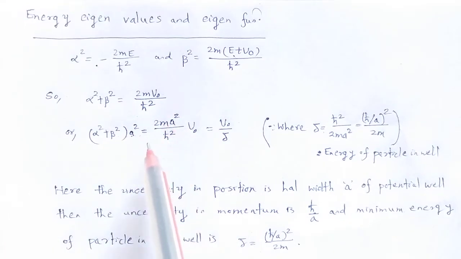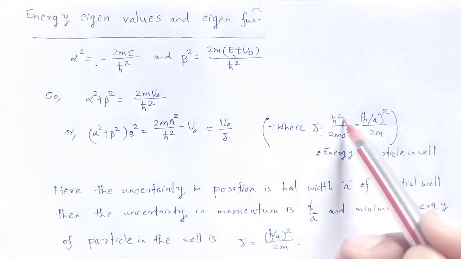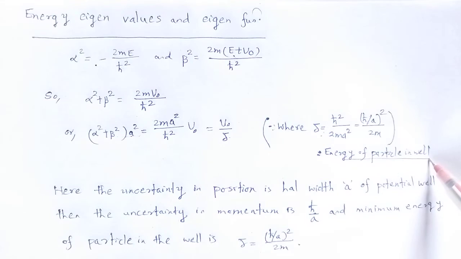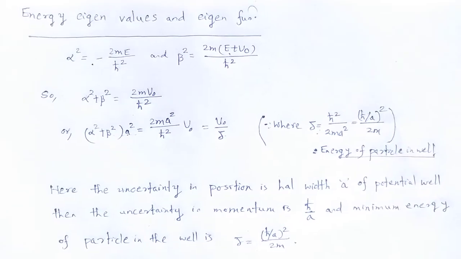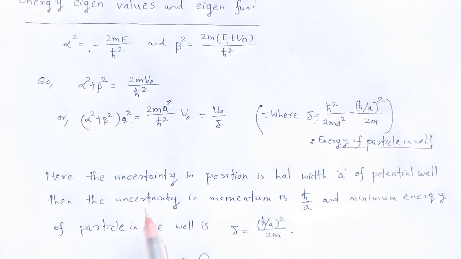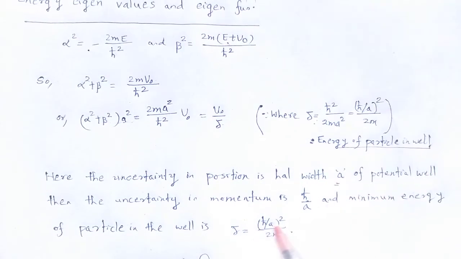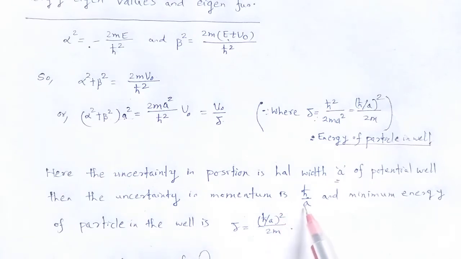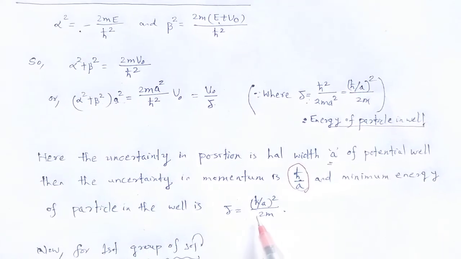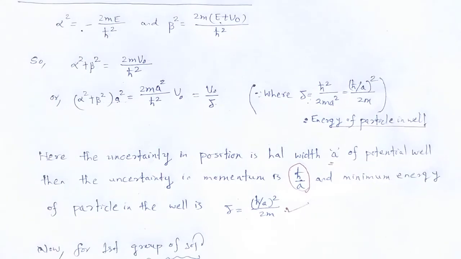Now multiplying a square on both sides, we get U naught by delta, where delta is equal to h cross square divided by 2m a square, that is (h cross by a) square divided by 2m, which is the total energy of the particle in the well. What does that equation indicate? If the uncertainty in position in the well having width a is a, then the uncertainty in momentum is h cross by a, and the minimum energy of the particle in the well is delta, equal to (h cross by a) square divided by 2m.